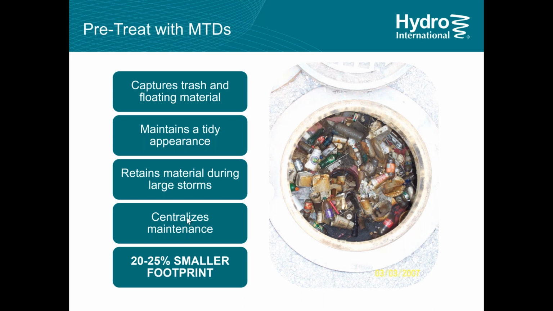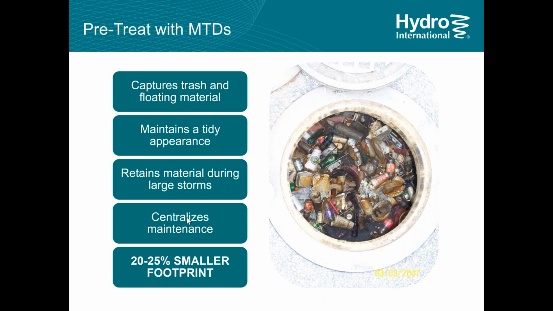Maintenance is a lot easier. You can pull up right over this with a Vector truck, draw out the trash and coarse sediment, rather than go through with rakes and by hand picking trash out of a planted area. And as I was saying, it immediately gives you a 20 to 25% smaller footprint.